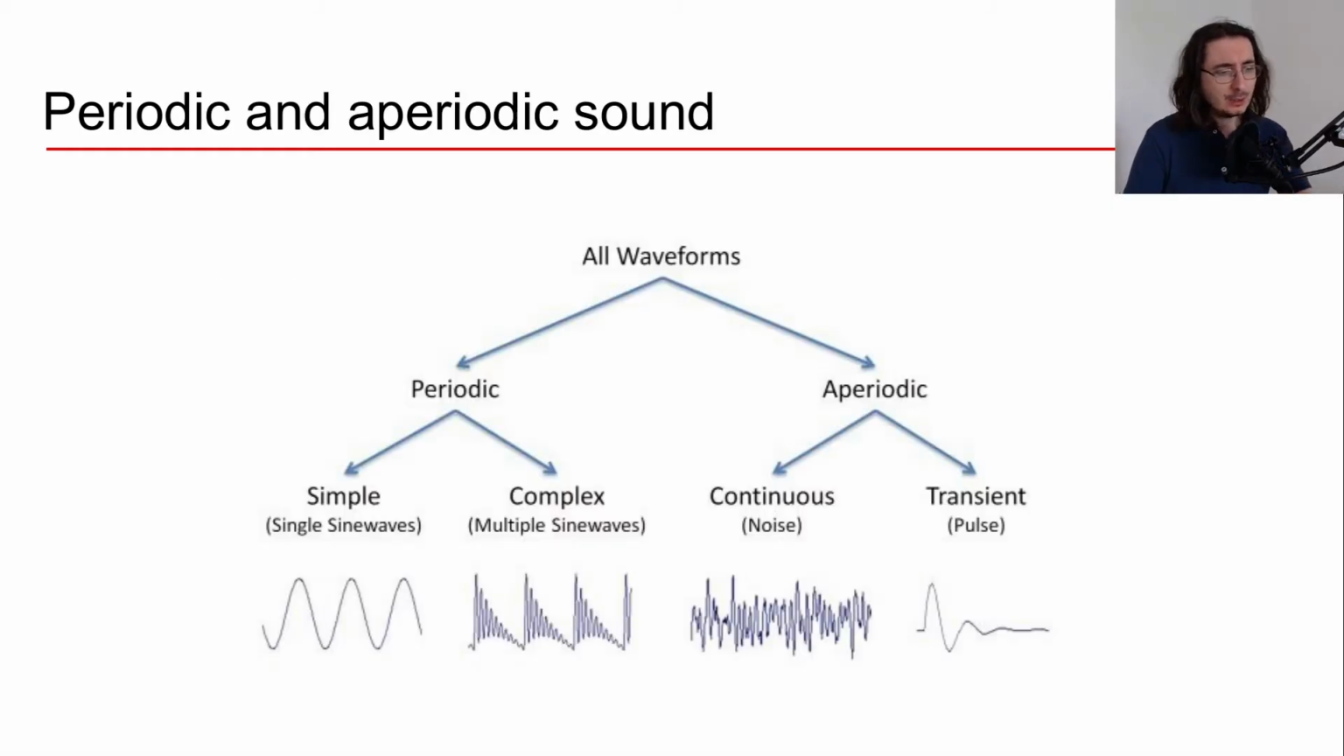Cool. Okay, so now we can divide sound into a couple of classes or categories. We have periodic and aperiodic sound. In the case of periodic sound, this is a sound where the compressions and rarefactions repeat regularly, right?